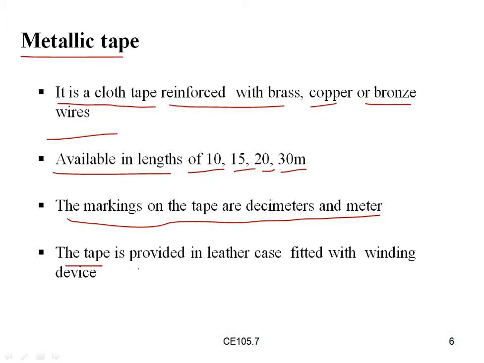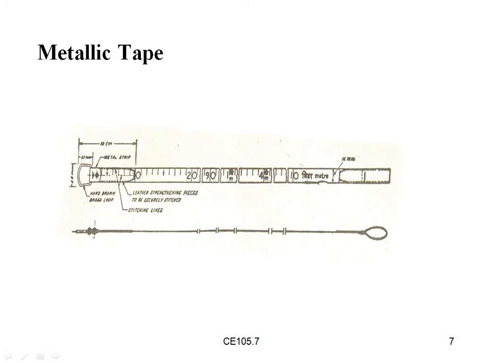And the tape is provided in a leather case fitted with a winding device. The tape is manufactured by the company itself in the leather case. It is fitted with a winding device, which means a rotating device. So this is our metallic tape diagram.